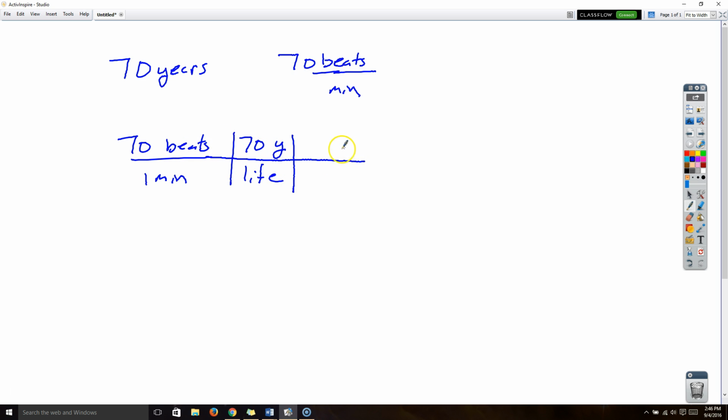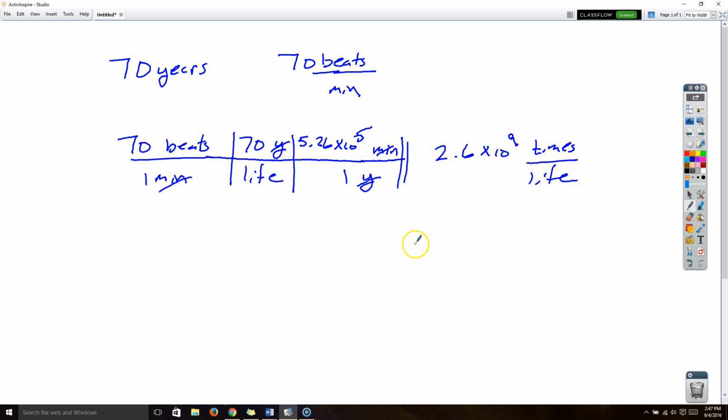And we can do that very easily by putting minutes on the top. And then on the bottom, I can put 1 year. So I need to know how many minutes there are in a year. If you just Google it, you'll end up with 5.26 times 10 to the 5th minutes in a year. And now we can cross off minutes, we can cross off years, and we're left with beats in a lifetime. And if you do all that math, you should get something close to 2.6 times 10 to the 9th beats per lifetime. That's a lot of heartbeats.